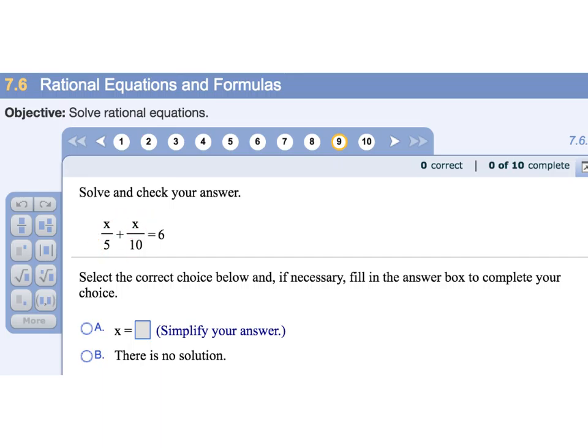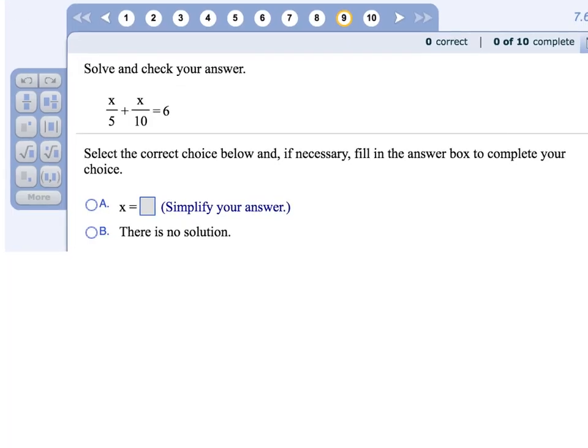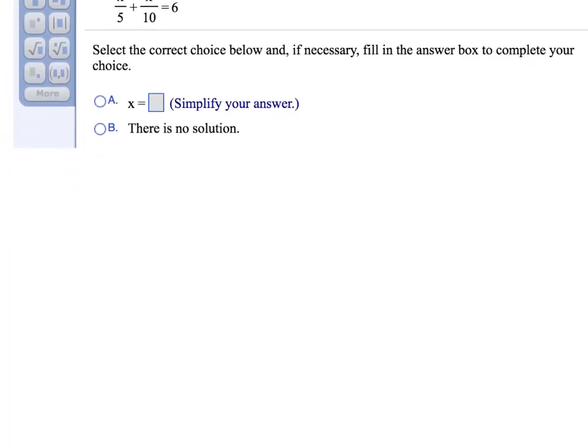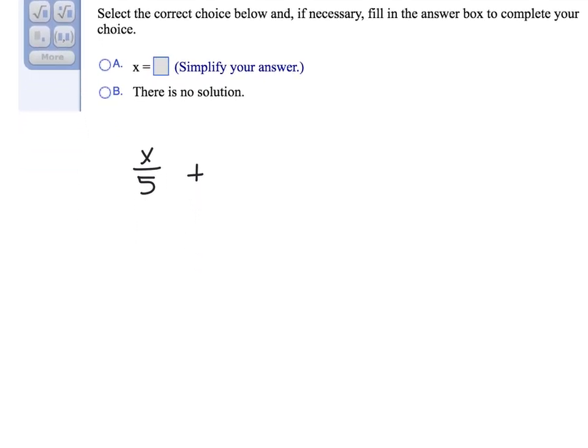All right, now we do not have one fraction equaling another fraction. So what we have to do is we have to add these two guys together first. All right, so the first thing we're going to do is x over 5 plus x over 10 equals 6.